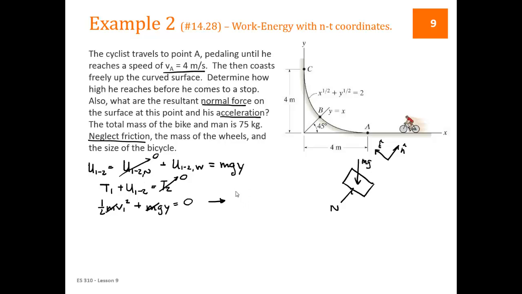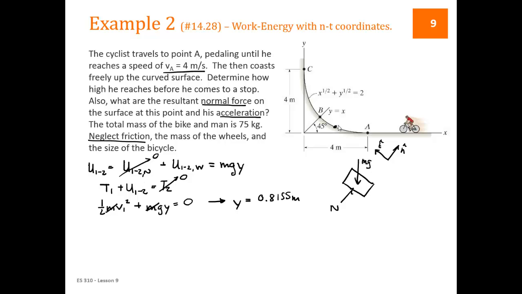So 1/2 of 4 squared is equal to g times y. We can find y to be 0.8155, and we're in meters. Alright, so he goes 0.8155 meters high. So he's up here somewhere. Actually, he's probably here somewhere, right? If the whole thing is 4, he doesn't actually go very high.